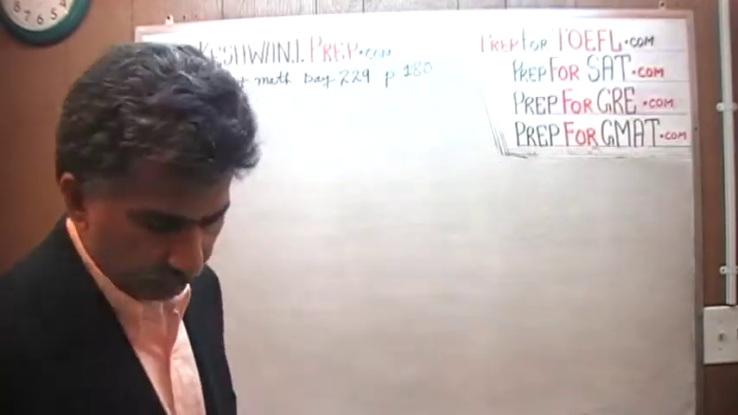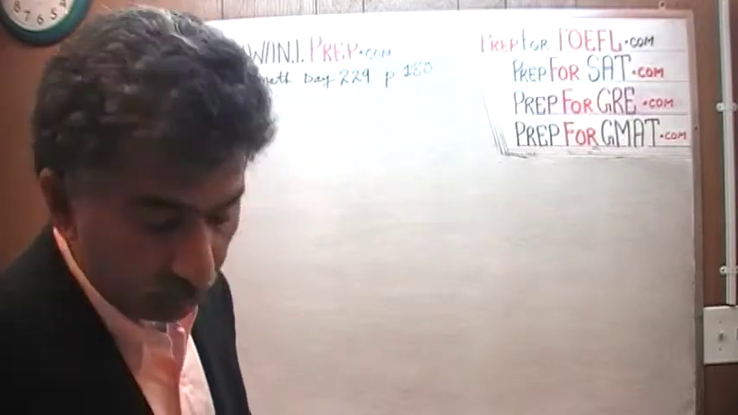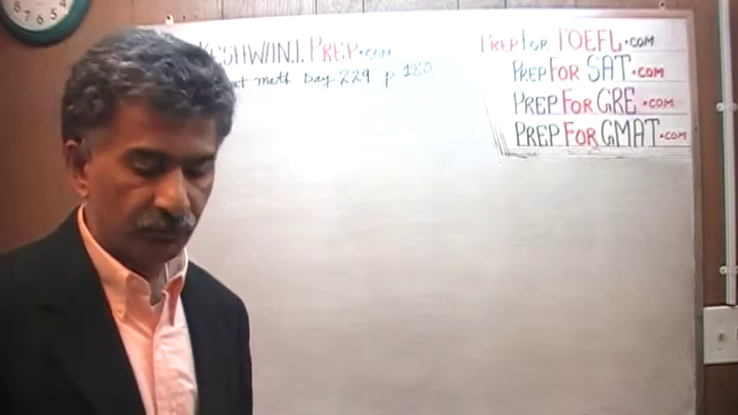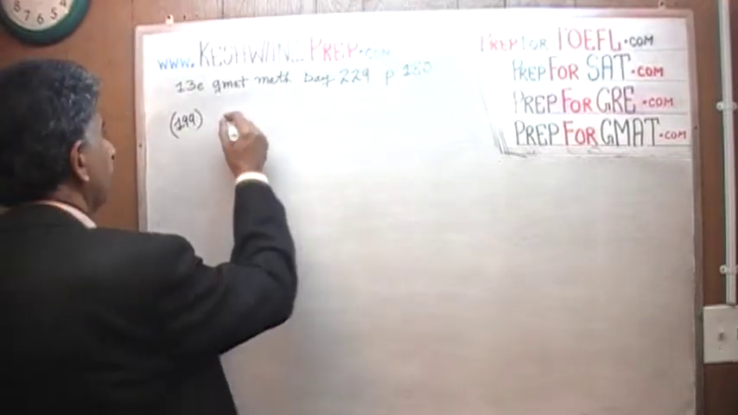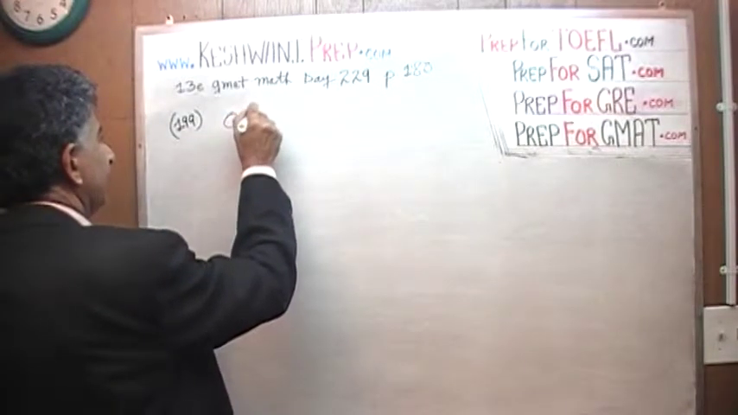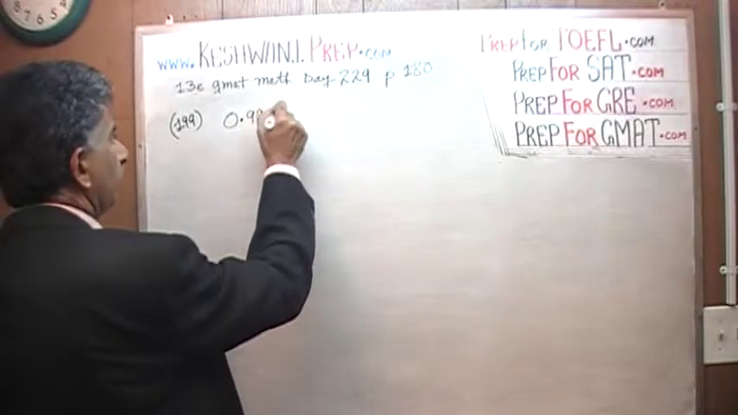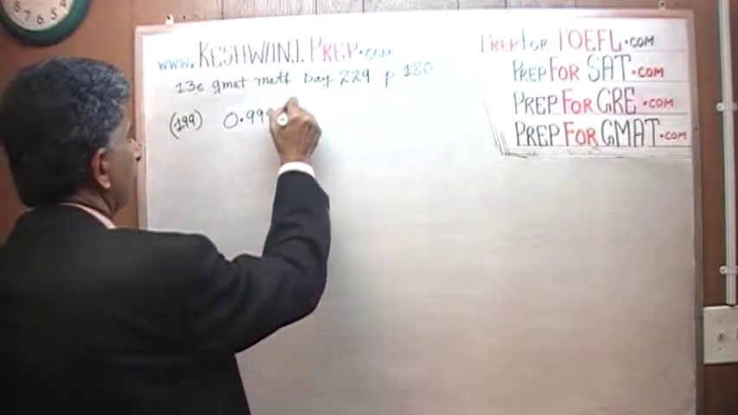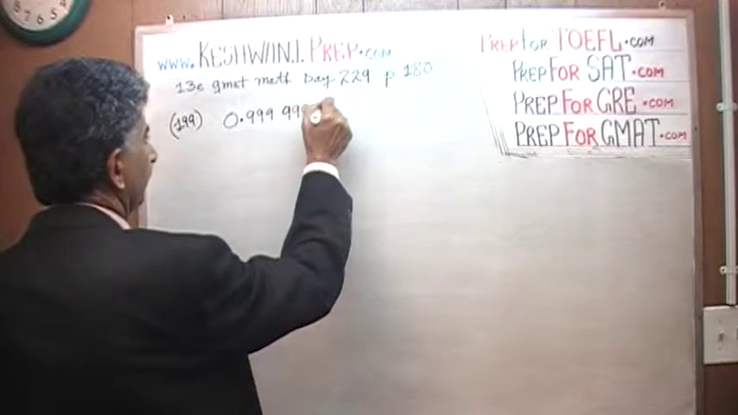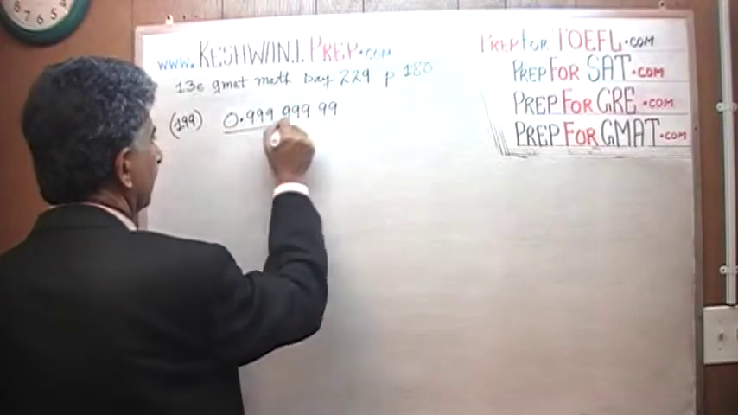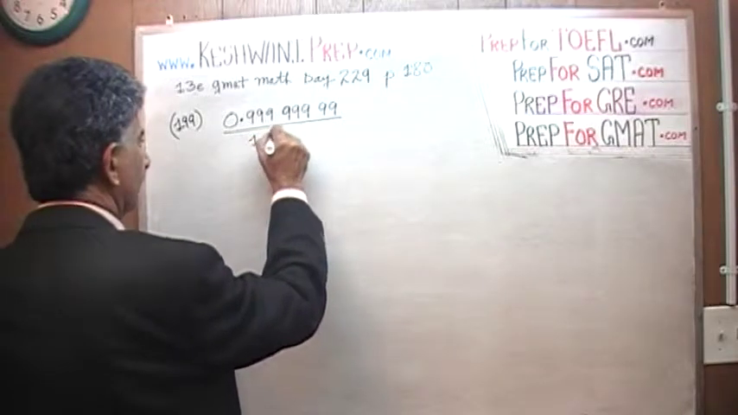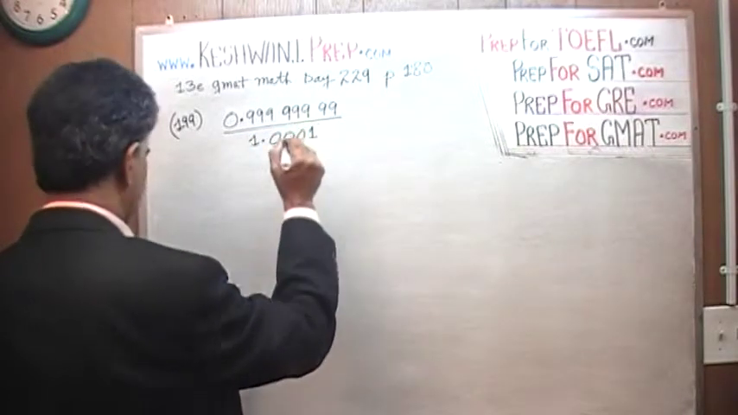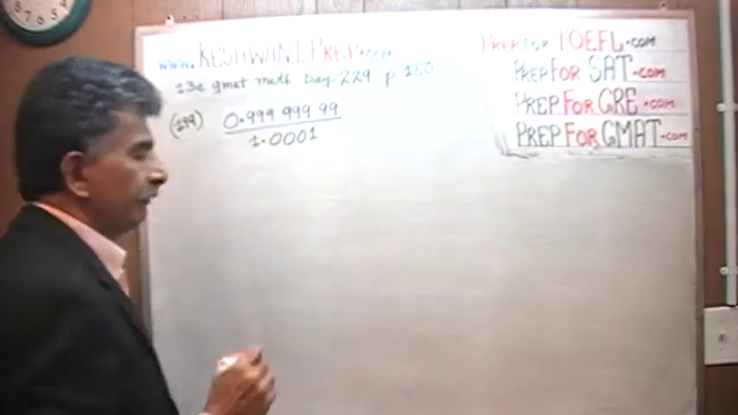This is a nasty looking one. Count slowly, take your time, and tell me how many nines you see there. We see 8 nines: 1, 2, 3, 4, 5, 6, 7 and 8. I'm going to leave a little room so it's easier for us to see. There are 8 nines. And on the bottom we have 1 point, and there are 3 zeros.